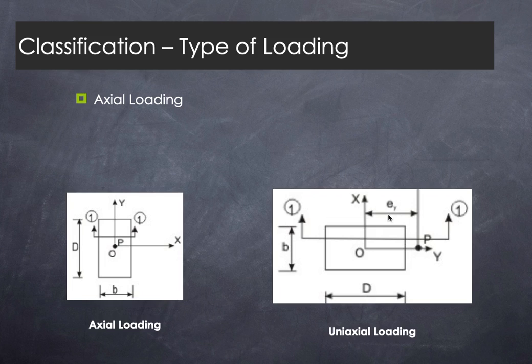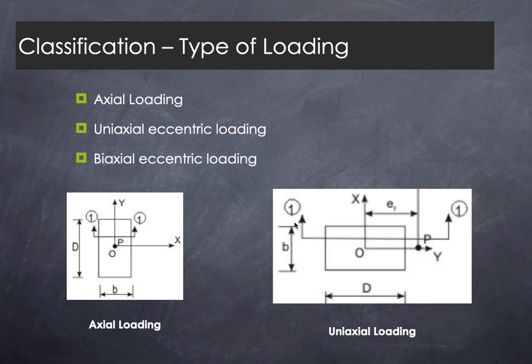Now the distance between this line of action of force and the centroidal axis gives a certain eccentricity, so the load is acting at some eccentricity. This is called uniaxially eccentric loading. Basically it is an eccentric loading. Now why is it uniaxial? You can see it is eccentric only about the x-axis, whereas it is acting on the y-axis. So it is eccentric only about the x-axis.